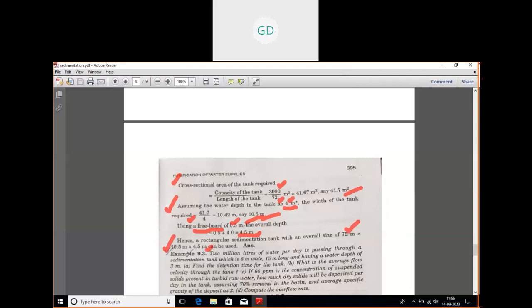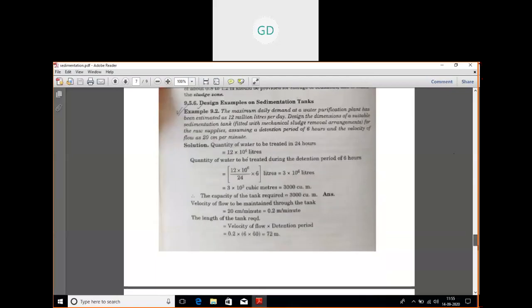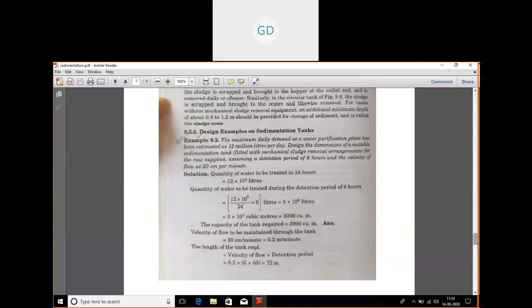If you want to write it down today, you can take a screenshot and write it down in your copy. Don't forget to write it down today, otherwise later you will forget. Always do your daily class notes daily. Don't keep it for later. Take a screenshot of this.